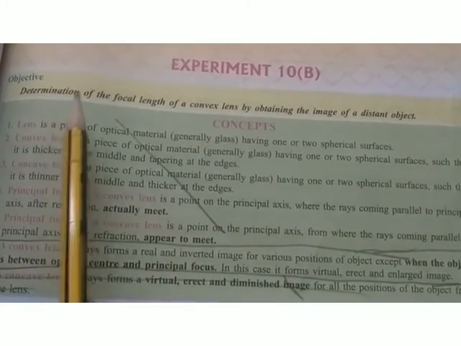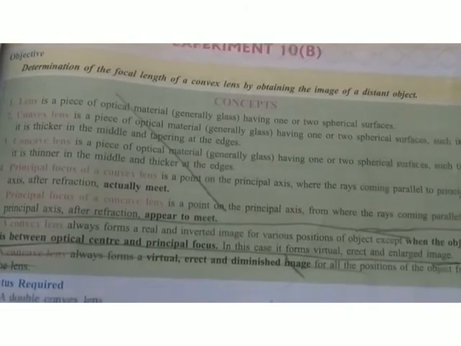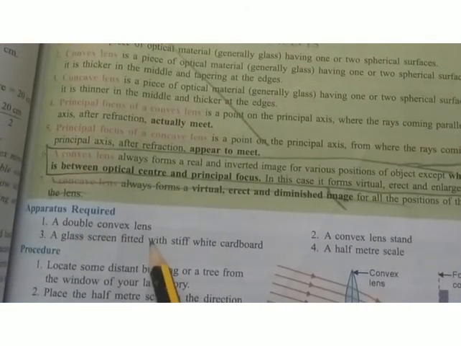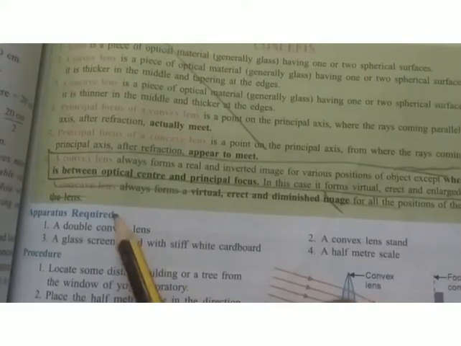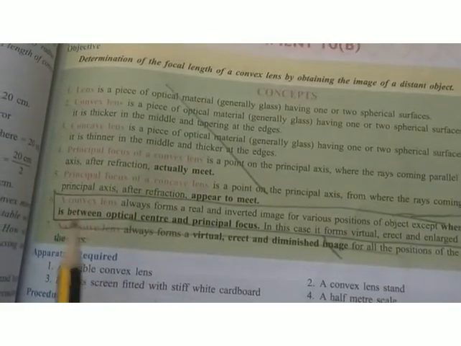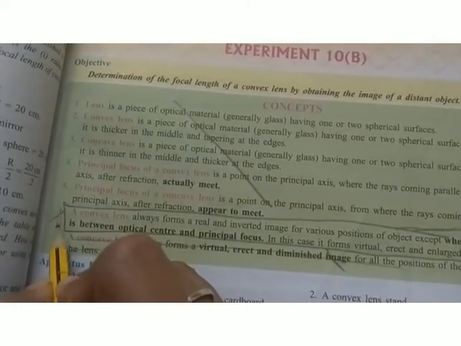That is the objective. And after the objective, you must write the apparatus required. And which are the apparatus? A double convex lens and a screen. Only 2 apparatus are required. Then after that, you must write the theory. So here 6th point will be your theory.